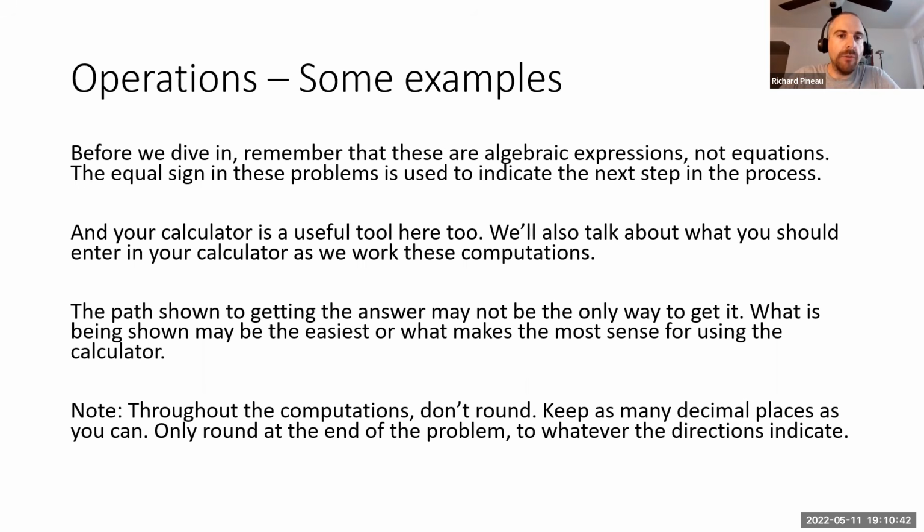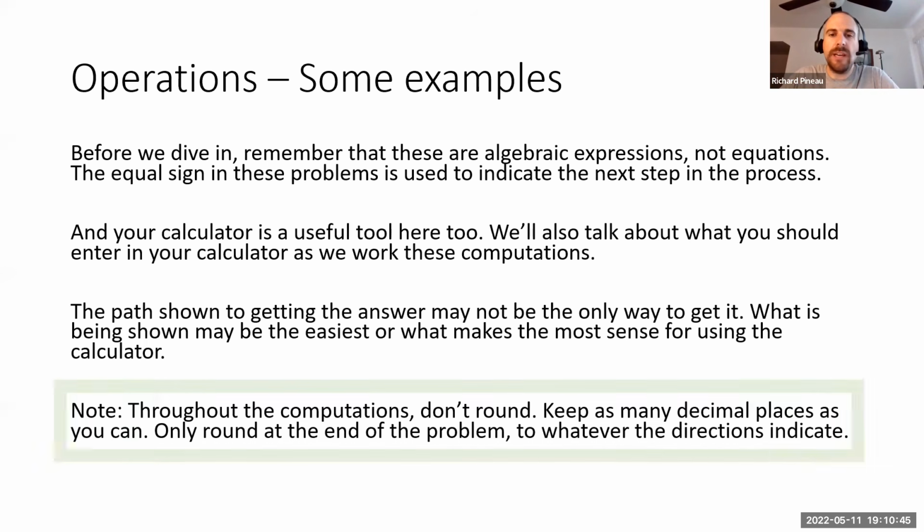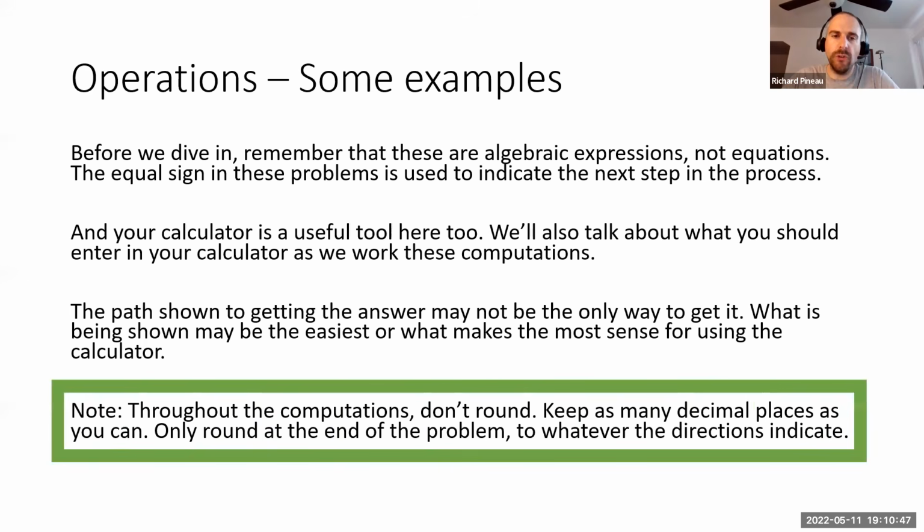And of course, throughout the computations, I want to emphasize, please don't round anything during the computation. Keep as many decimal places as you can. Only round at the end of the problem to whatever the directions indicate. Now people might be wondering, why don't we want to round when we're doing the computation? This can skew our answer. In other words, it makes the answer not quite as accurate as the one that the homework might be looking for. So try to keep the rounding until the very end. Keep as many decimal places as you can during the computation.